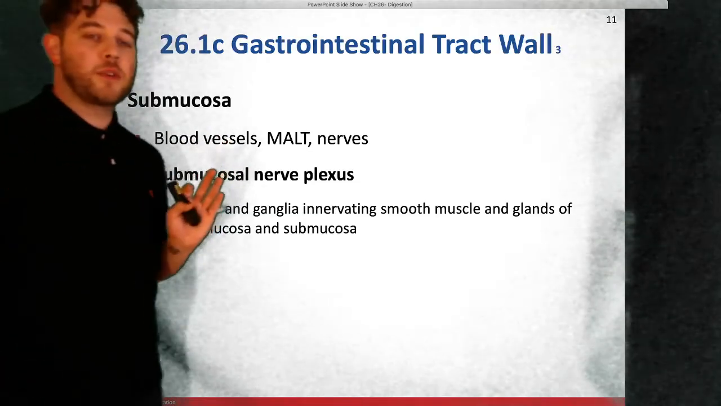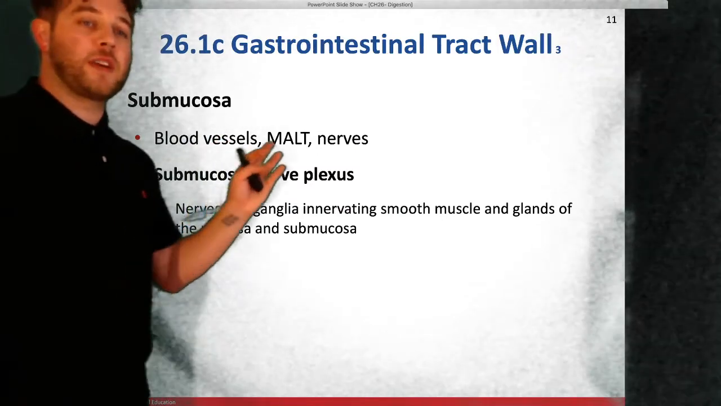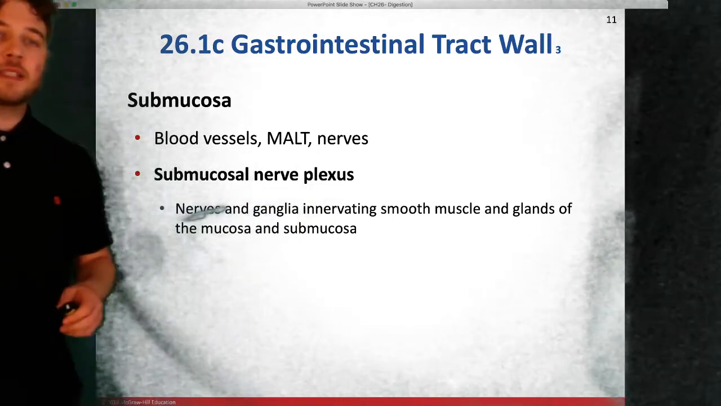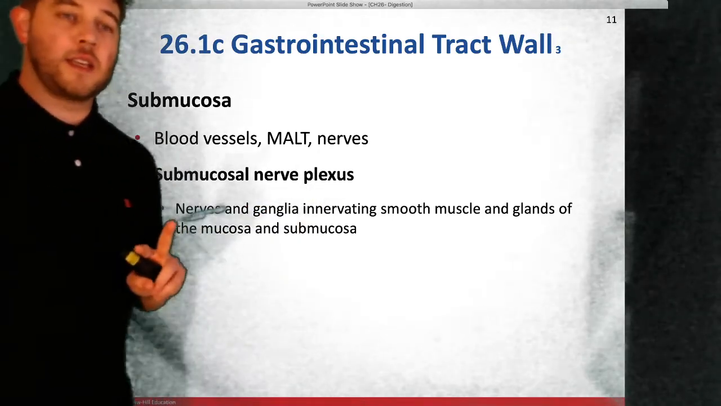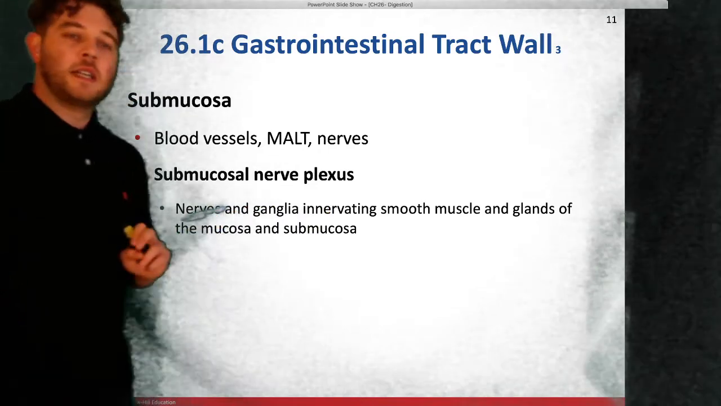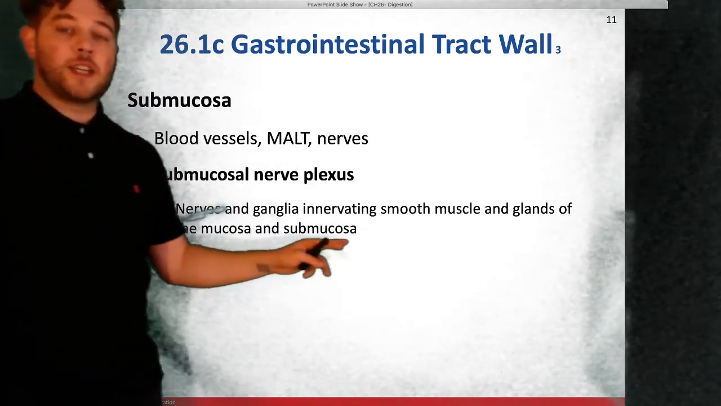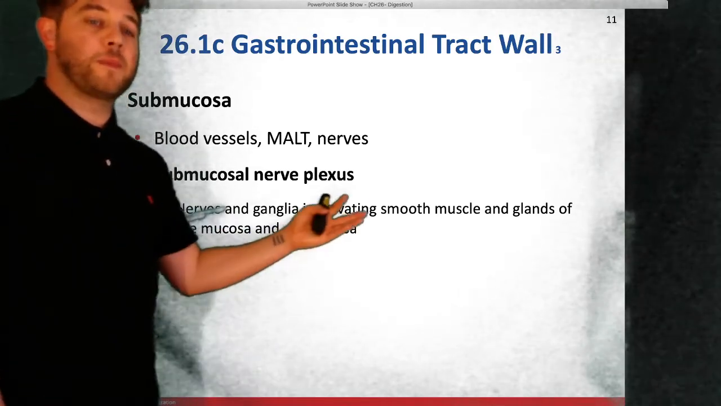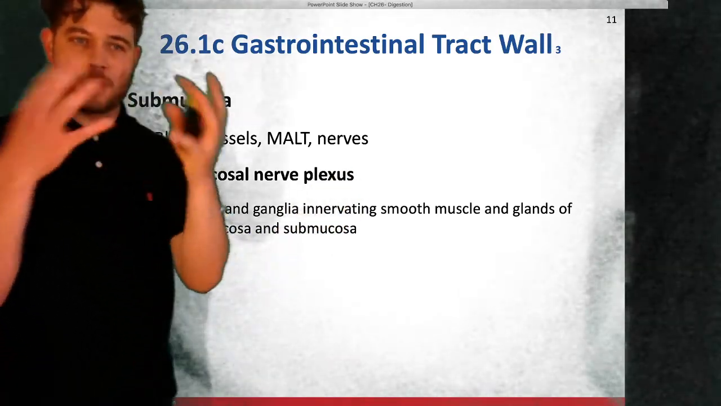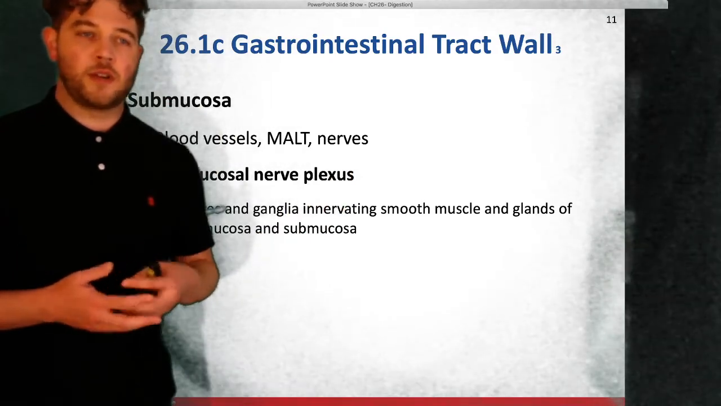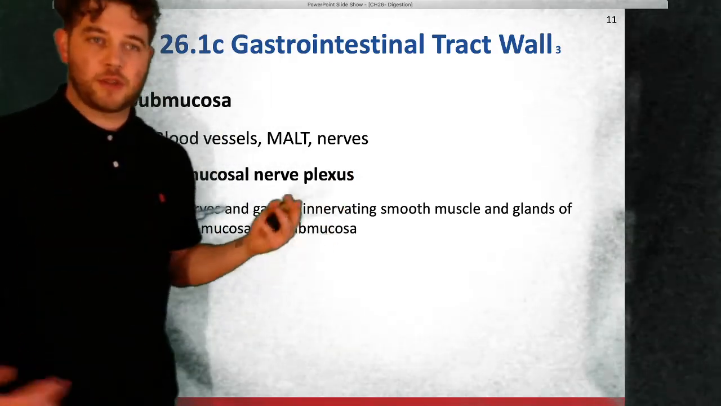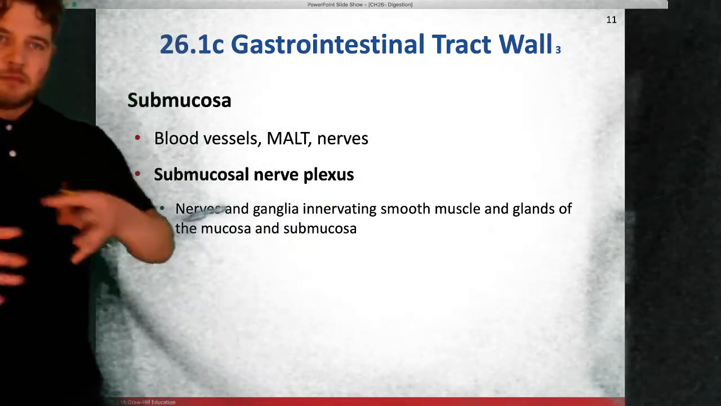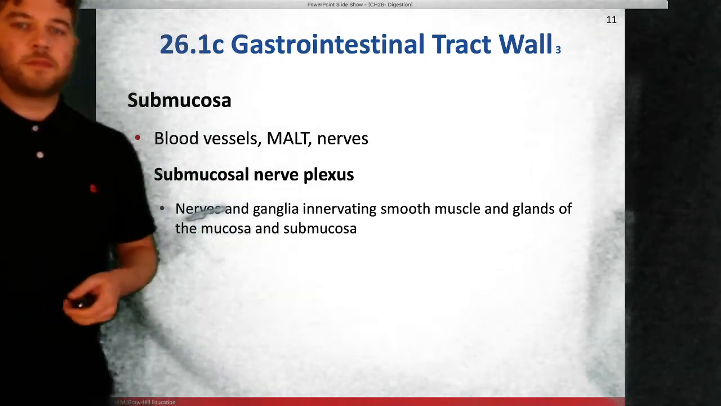Okay, deep is your submucosa. It has larger blood vessels, lymph vessels, and nerves. You have your submucosal nerve plexus. We'll see that there are two nerve plexuses in the GI tract. The submucosal one has nerves and ganglia innervating smooth muscles and glands of the mucosa and submucosa. So remember, in case you've forgotten, a plexus is just a network of nerves. Whenever you have your brachial plexus, you have your submucosal nerve plexus, you have your enteric plexus, these are just groups of nerves that are going to be forming around one structure.